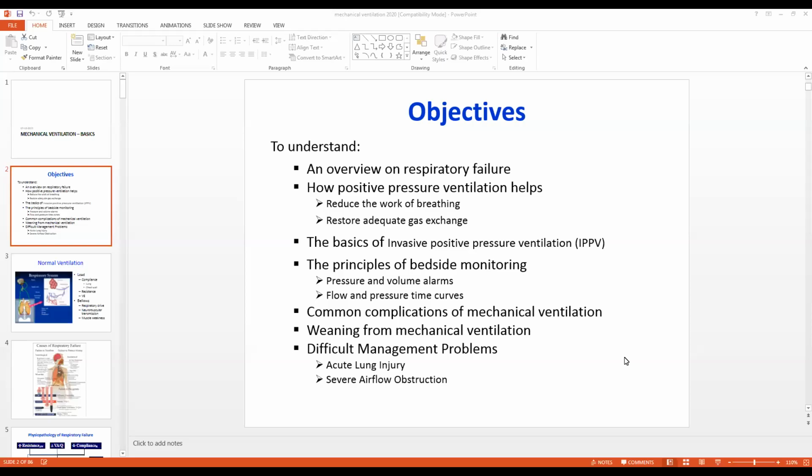There's no respiratory failure, there's no mechanical ventilation. Okay.